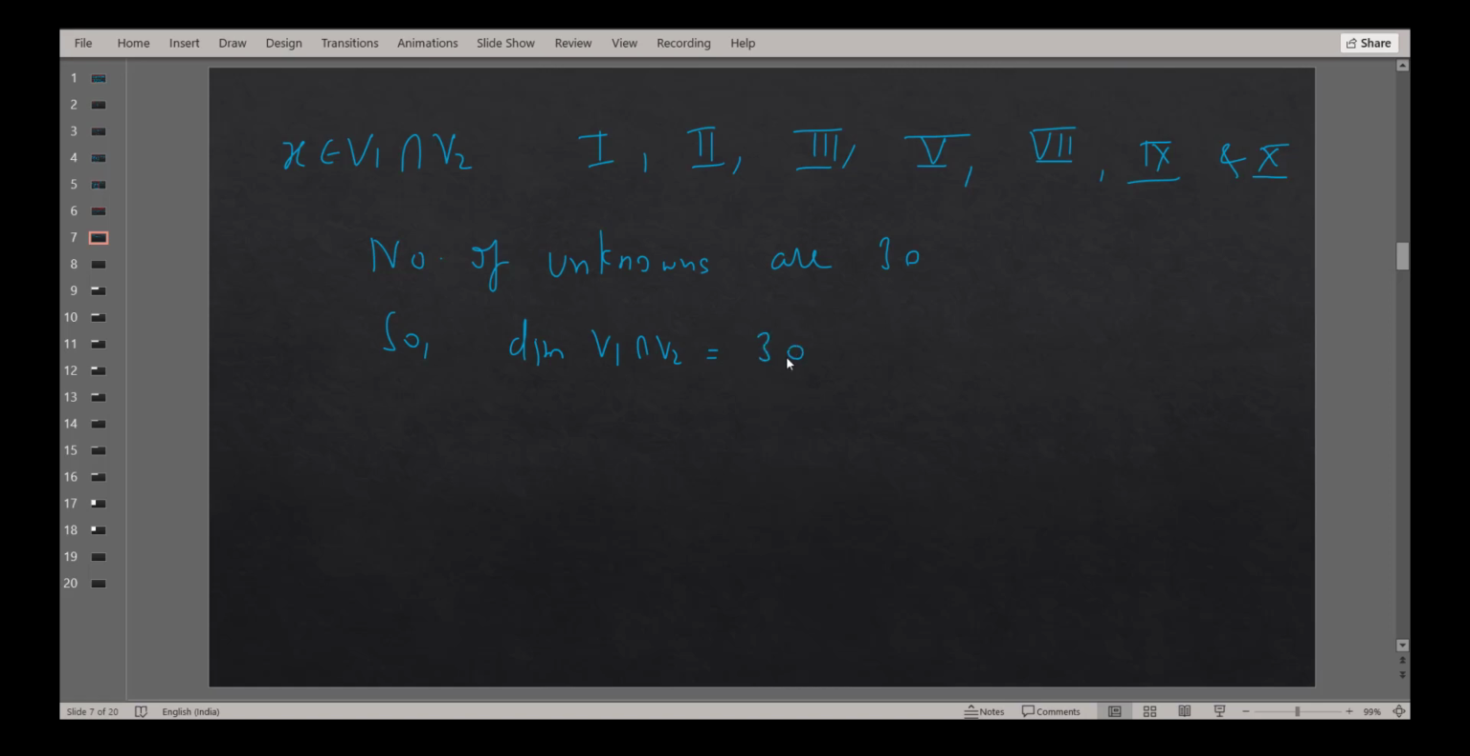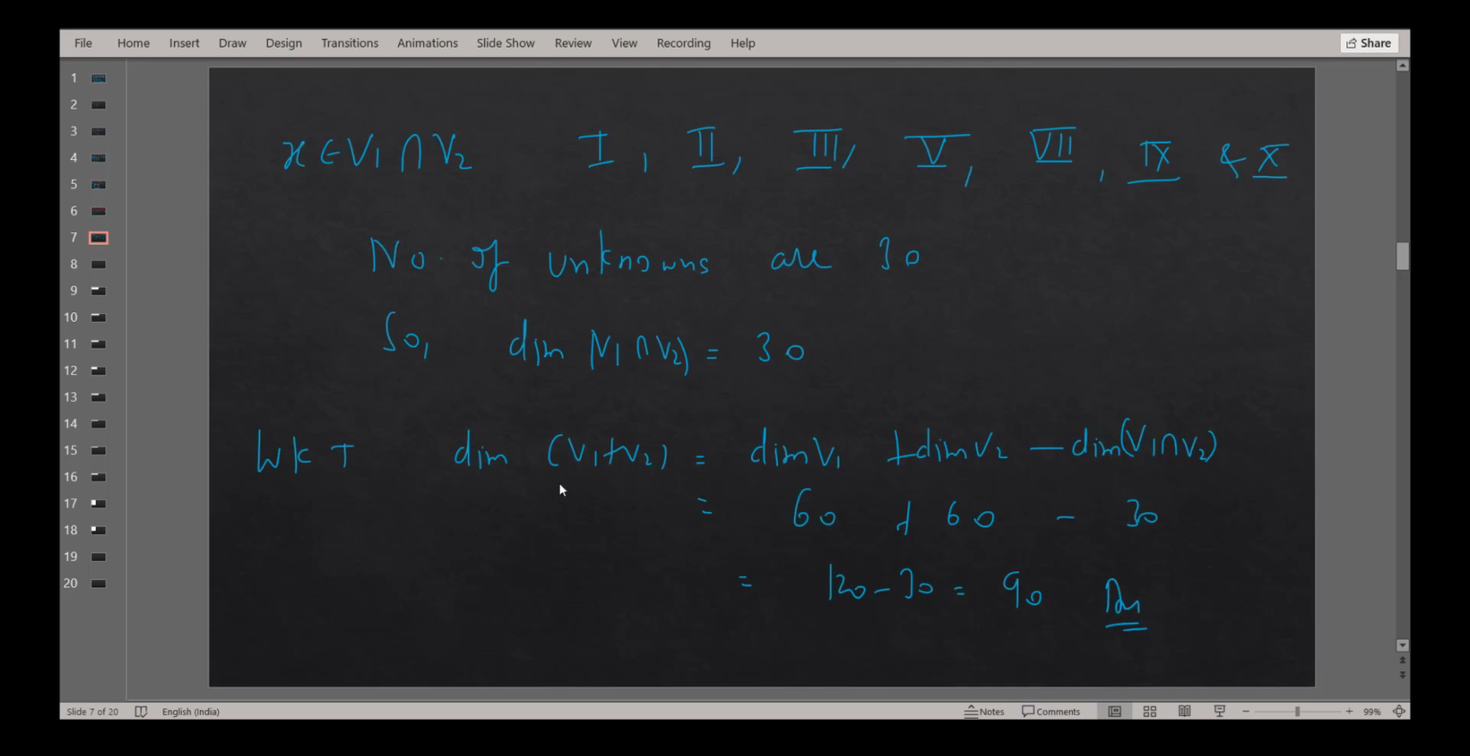Now we know that the dimension of V1 plus V2 is equal to the dimension of V1 plus the dimension of V2 minus the dimension of V1 intersection V2. Now the dimension of V1 is 60, the dimension of V2 is 60, minus the dimension of V1 intersection V2, which is 30. So we have 120 minus 30 equals 90.